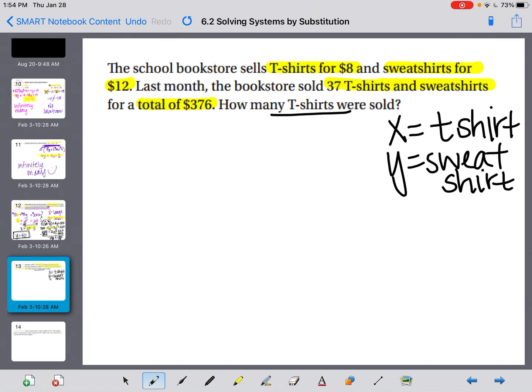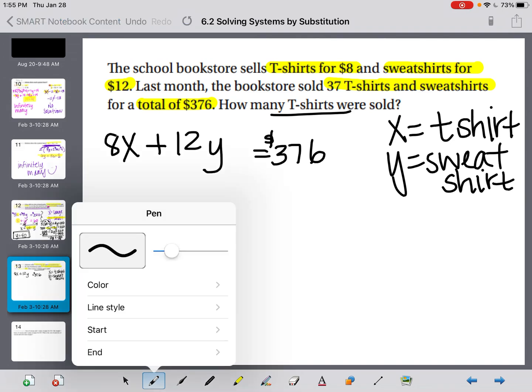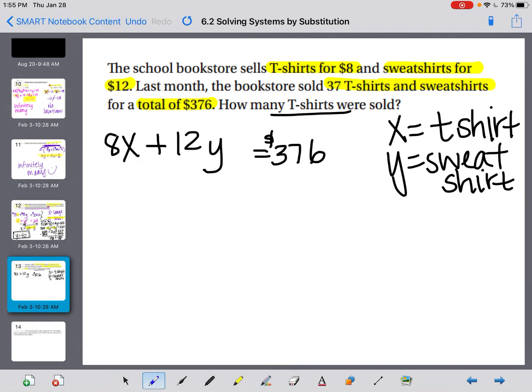The first one can be all about the money. The second one will be about actual product. Okay, so I know that my total is 376. The other things that have to do with money are the $8 per t-shirt plus $12 per sweatshirt. Okay, I know that there was a total of 37 shirts sold, and that was made up of t-shirts and sweatshirts.